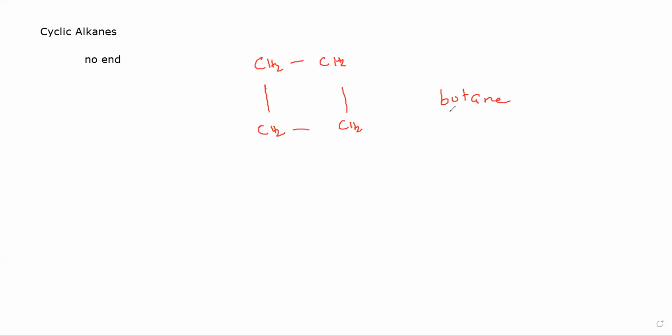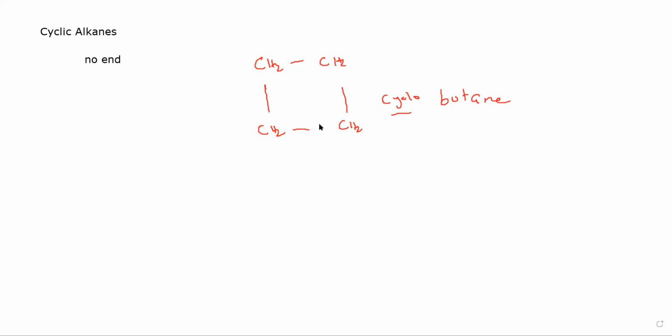But how can I distinguish whether it is a normal butane or a cyclic butane? So just add the word cyclo before the name. So it is cyclobutane. Cyclobutane means it does not have any end.